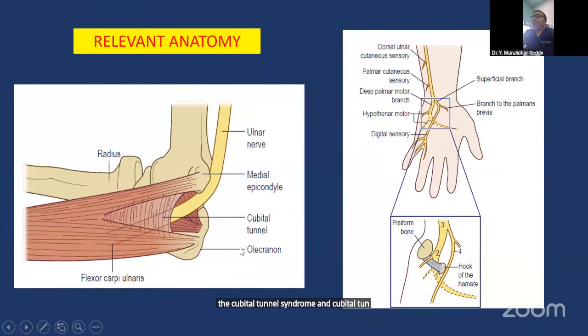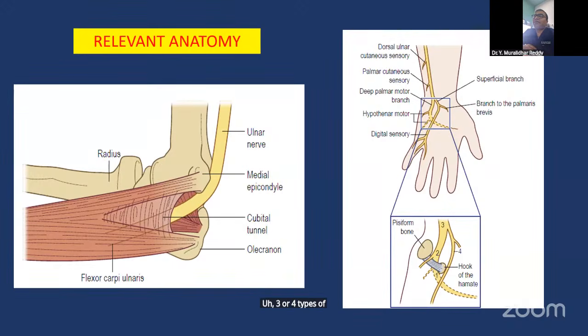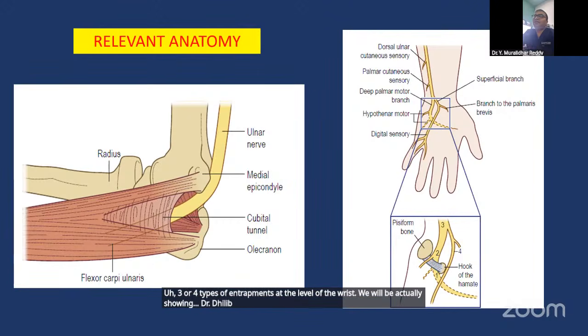At the level of the wrist, it can get compressed at the Guyon's canal. Depending upon the branches at the level of the Guyon's canal, it is again divided into three or four types of entrapments at the wrist. Dr. Dilip will be showing one case of ulnar neuropathy at the wrist, so I won't go into the specifics of Guyon's neuropathy.